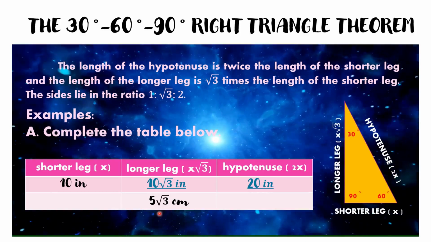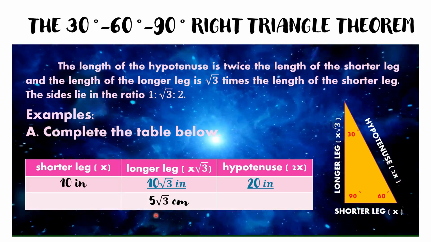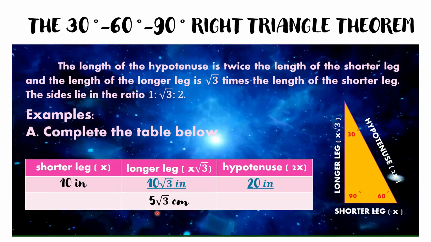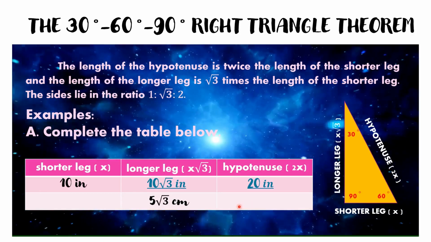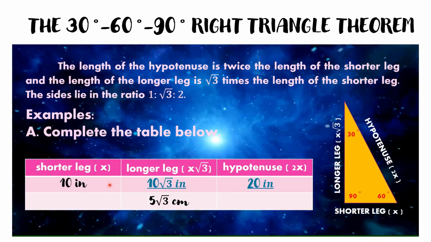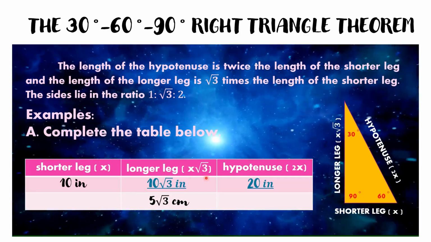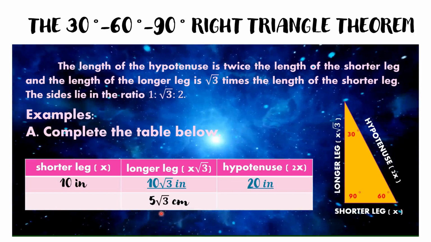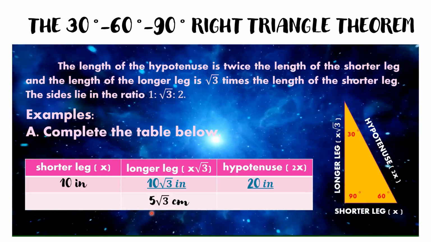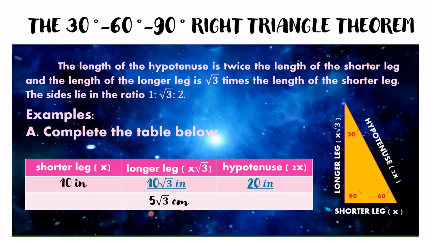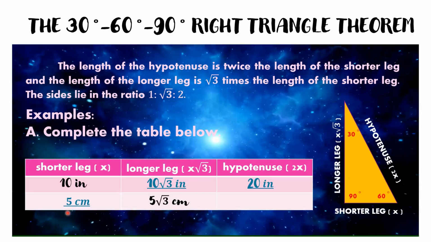Ito naman sa number 2, ang given naman is longer leg. So, the longer leg is 5 square root of 3 centimeters. Ang gagawin lang natin dyan, syempre, ang unahin nyo munang kunin is yung shorter leg, kasi hindi naman natin makukuha si hypotenuse agad kung hindi natin alam ang value ni x. Si longer leg kasi is represented by x square root of 3. So, kung mapapansin nyo dito, ang given, longer leg is equal to 5 square root of 3. Therefore, si 5, ayan yung value ng x natin. So, since x is equal to 5, therefore, the shorter leg is equal to 5 centimeters.